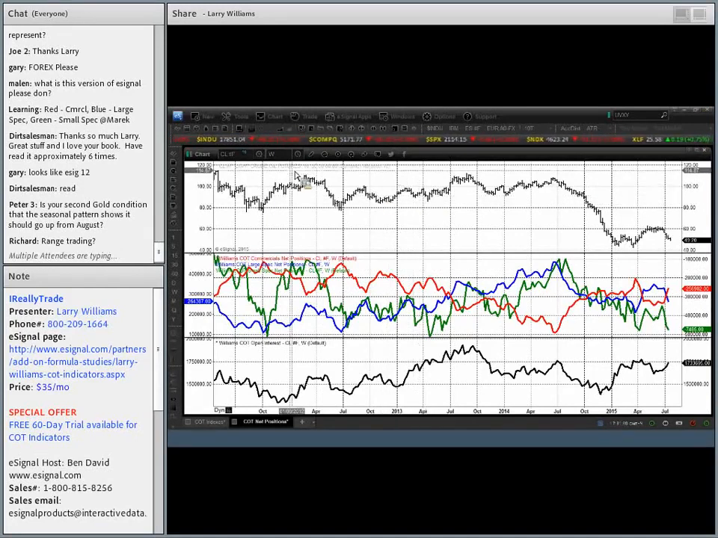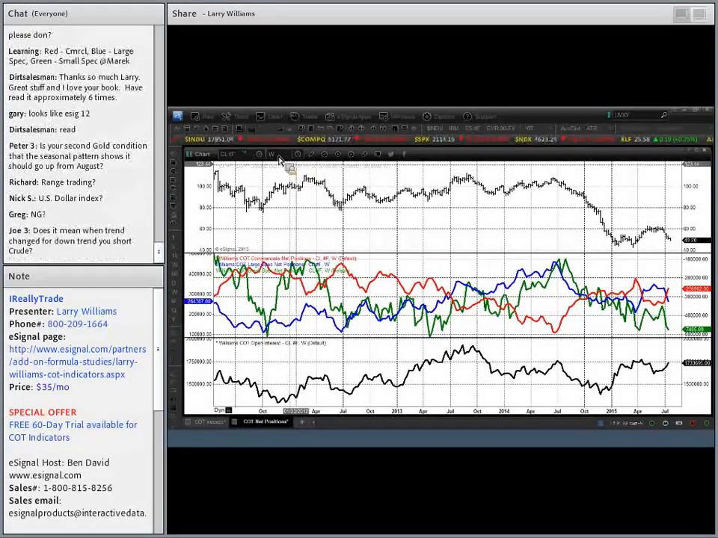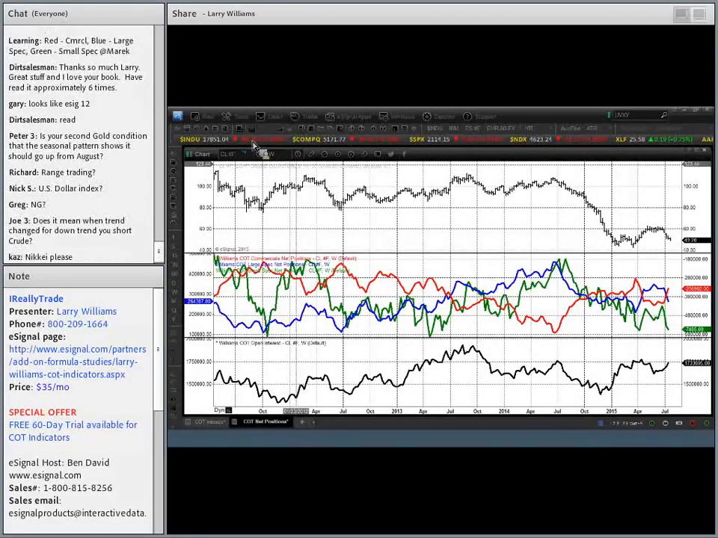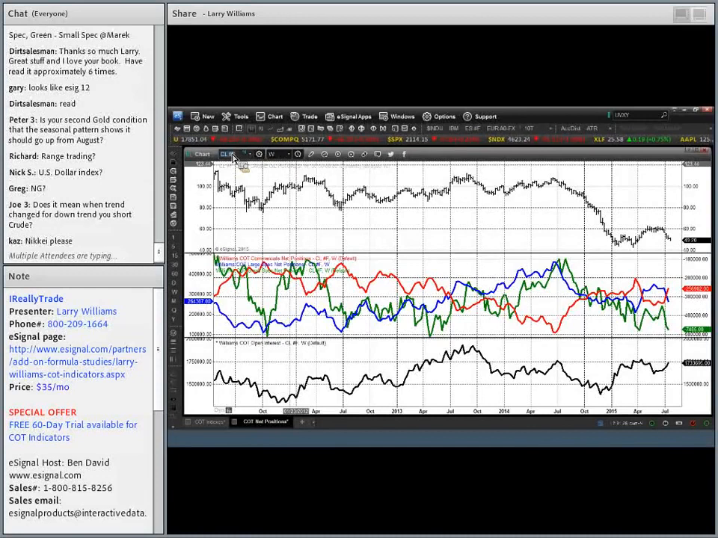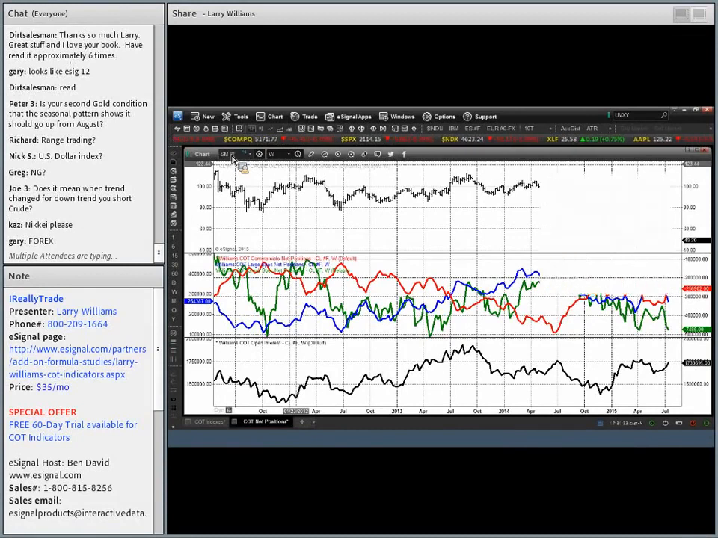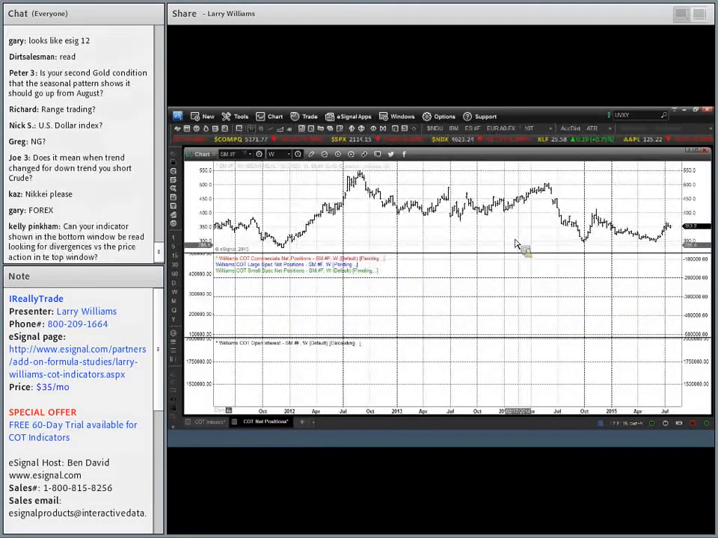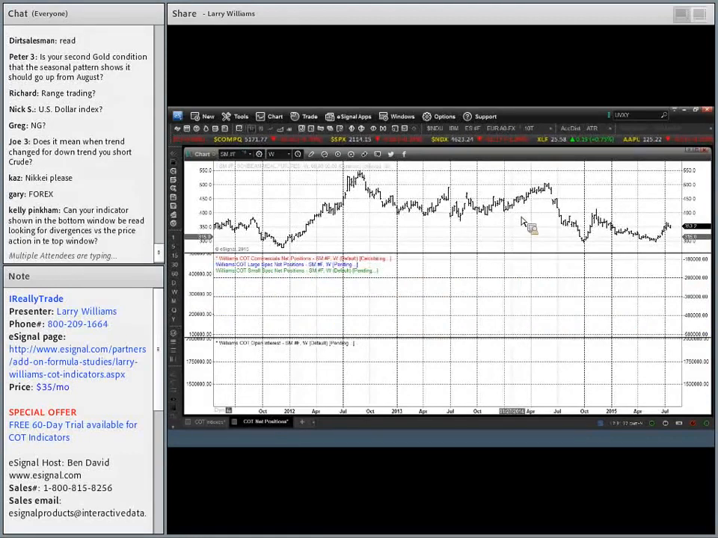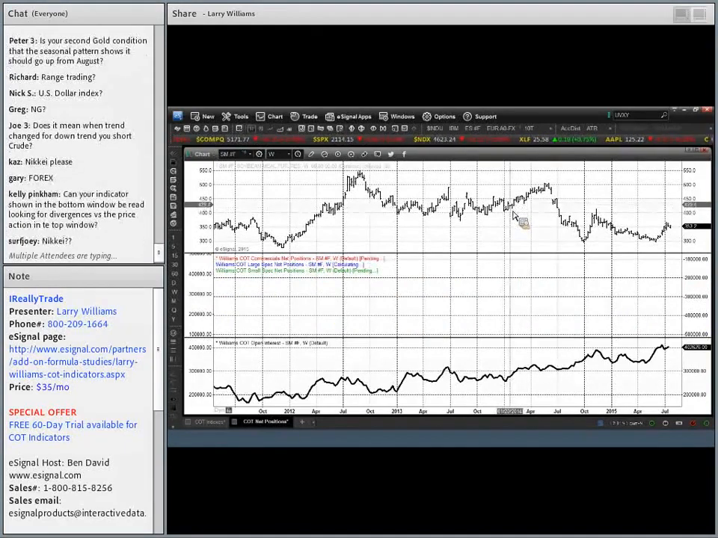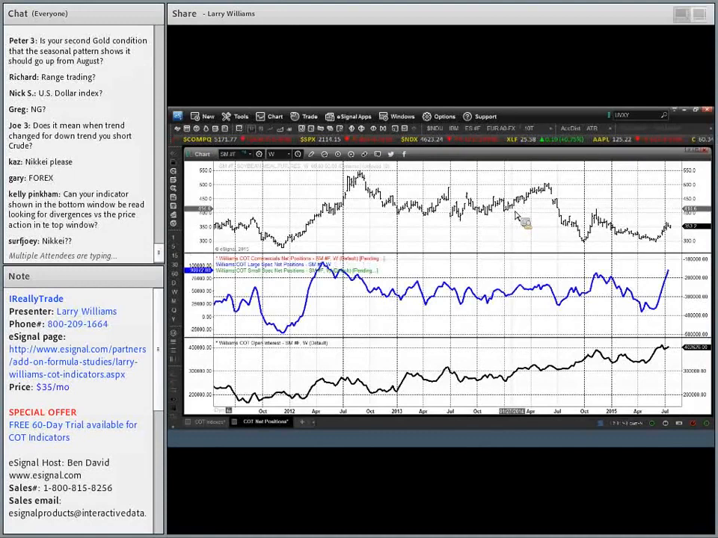Okay, another market somebody wanted to look at, I wrote down, was soybean meal. Oh my gosh, well, let's go look at soybean meal, huh? The Nikkei, of course, we don't have Commitment of Traders data on the Nikkei. Remember, we only have it for the United States markets. Can your indicator show on the bottom one to be red looking for divergences?